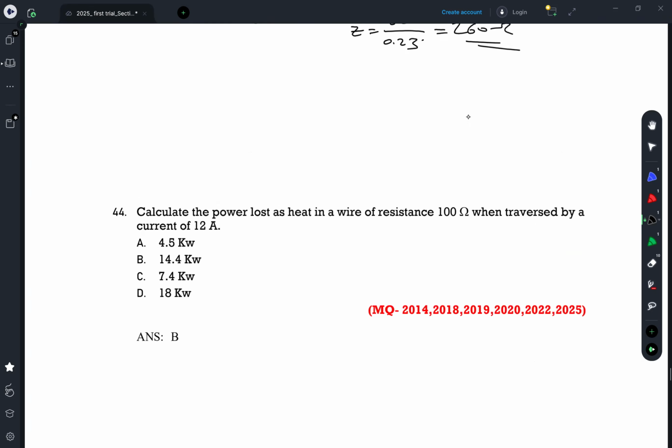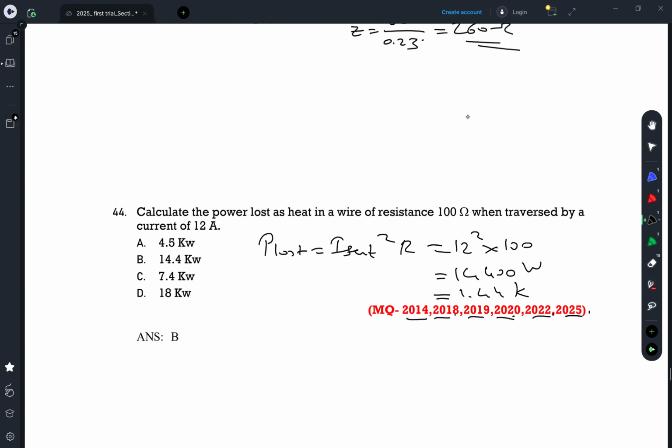Calculate the power lost. This is a very popular Wezary question. Six times they asked the same question. So the power lost equation is equal to I effective squared times R. I effective is 12, R is 100. So 12 squared times 100 is 14,400 watt. To convert to kilowatt, divide by 1,000, it's going to be 14.4 kilowatt. So it's going to be this.